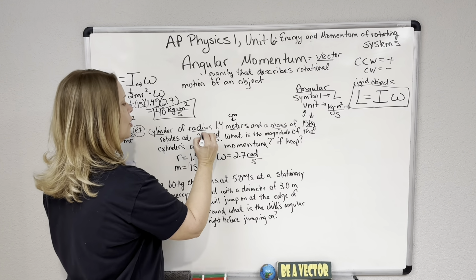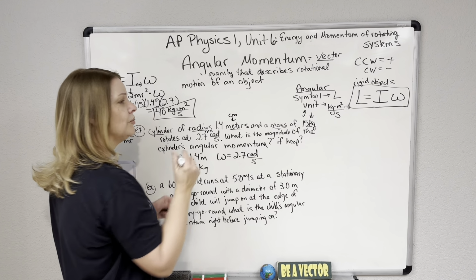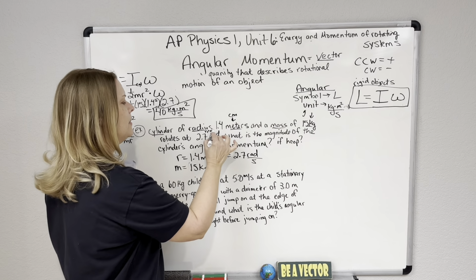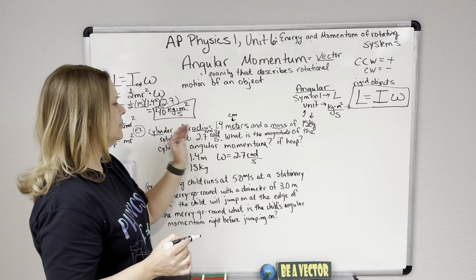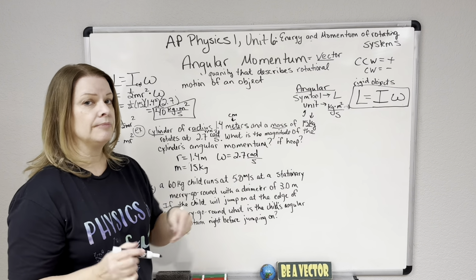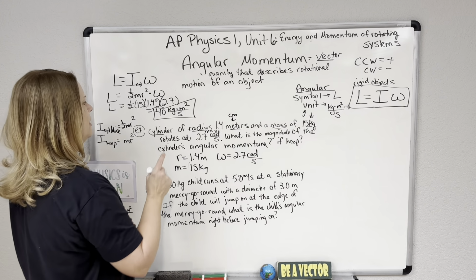If this is in RPMs, for revolutions per minute, you must convert to radians per second. I kind of knew this video might be a little long, so I went ahead and just put it in the right units, but don't forget to check your units and get them in the right spot.